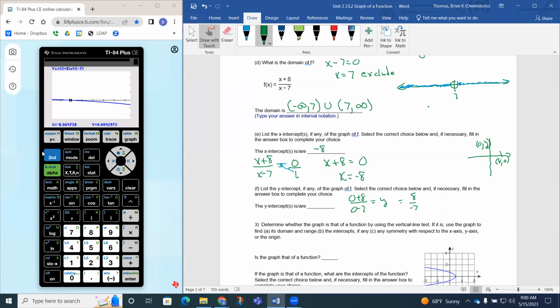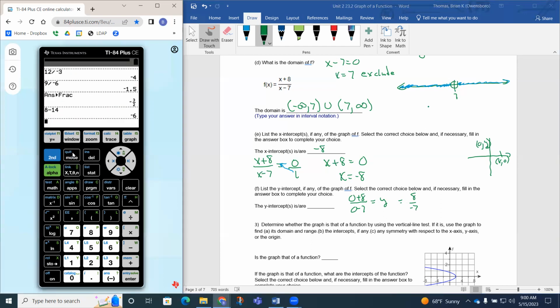If I quit this and type in -8 divided by 7, notice how it's just some strange decimal, but we probably want to keep it as a fraction. If I go back to math and change it back to a fraction, notice how it stays as -8/7. So the y-intercept looks like it's going to be -8/7.